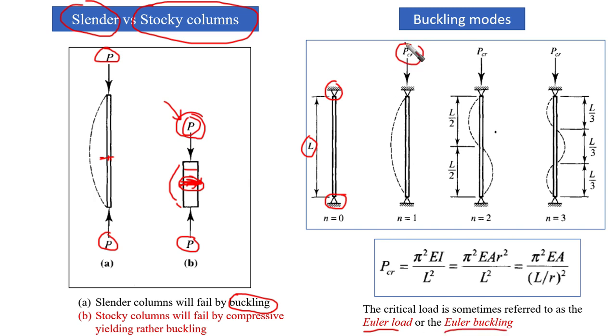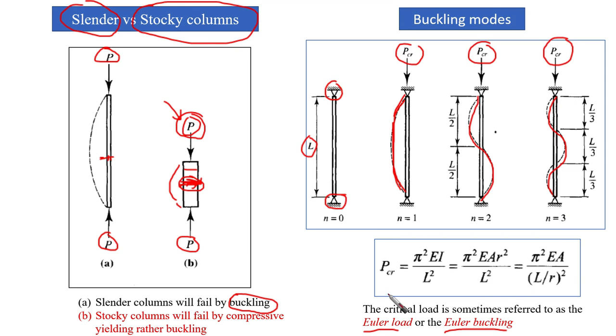So what is this PCR? At this level of loading, we are going to find that our slender column is going to buckle. And if we increase the loading more than this PCR, we are going to find that buckling failure would take place here. Sometimes, based on the column itself, this PCR is going to trigger different modes of buckling. We call them buckling modes. Sometimes it is going to be a single wave like this, or something like an S, or another buckling mode, as you can see.